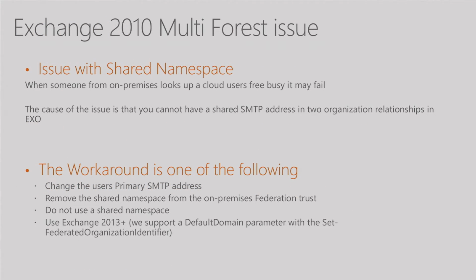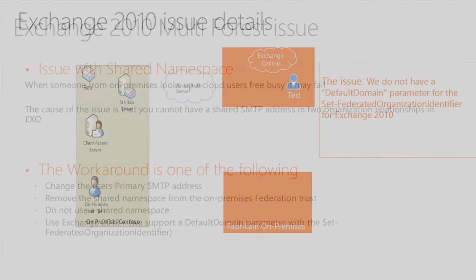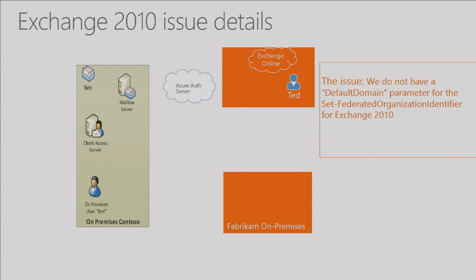The other issue, if you're going with 2010 multi-forest, is another caveat. This caveat is a little bit harder to deal with. Basically, if you have a shared namespace and you're going multi-forest with 2010, you will run into issues where an on-premises user cannot look up a cloud user's FreeBusy. The reason is the way 2010 works when it's requesting a FreeBusy token. So I'm going to skip ahead to show what that looks like.